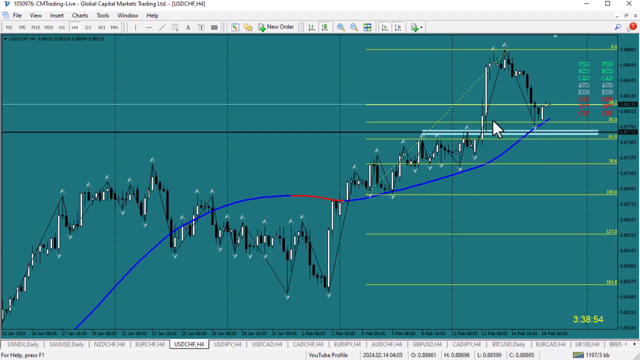US Swiss, same as yesterday, still this level here I'm watching at between the 50 and the 61% level. Dollar up there, Swiss down there. Definitely one of the better pairs to be long in if you want to be long. So I'm waiting for the retest here.